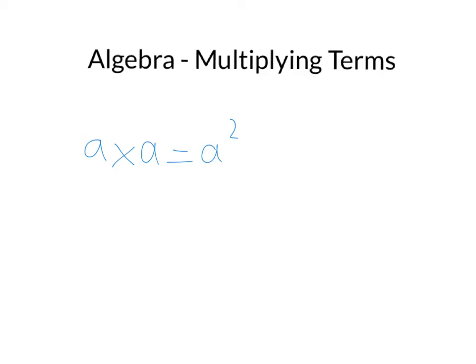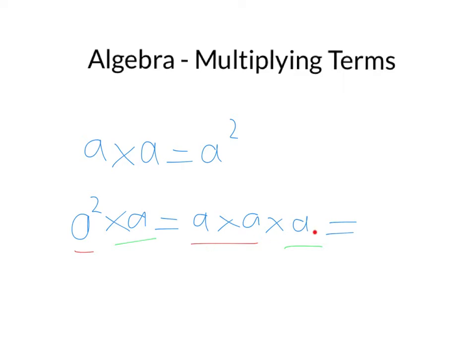Another example might be if we were to multiply a squared by a. Well, in this case, our a squared would be a times a, and we're multiplying it by another a. So you can see here I've underlined the a squared in red and the regular a by itself in green. And the end result for this would be a squared by a will give us a by a by a, which we can also just write as a cubed. It means we're multiplying a by itself 3 times.